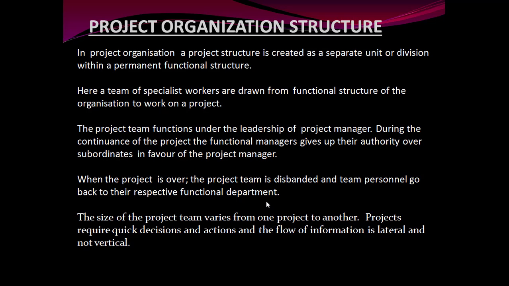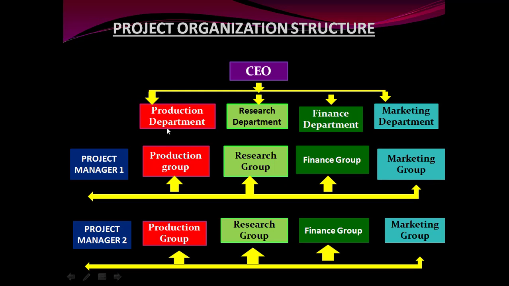So what happens, as I was explaining, here we see that employees from the production group, the research department, the finance department, and the marketing department are all working upon a project, right? When the objective of this project is over, these employees will go back to their own departments. The employee from the production group will go to the production department, the employee from the research group will go back to the research department, and the same in the case of finance and marketing. So in this way, this whole structure will be over.